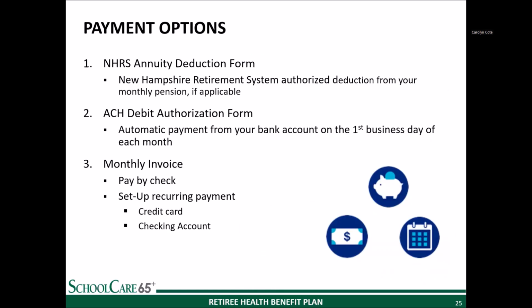SchoolCare offers a variety of payment options. If you receive a New Hampshire Retirement System pension, then you can authorize the monthly cost to be deducted from this monthly pension by filling out the NHRS annuity deduction form. You also have the option to set up automatic payments from your bank account on the first business day of the month by completing the ACH debit authorization form. Finally, you also have the option to pay your monthly invoice with a check or set up recurring payments from your credit card or checking account.